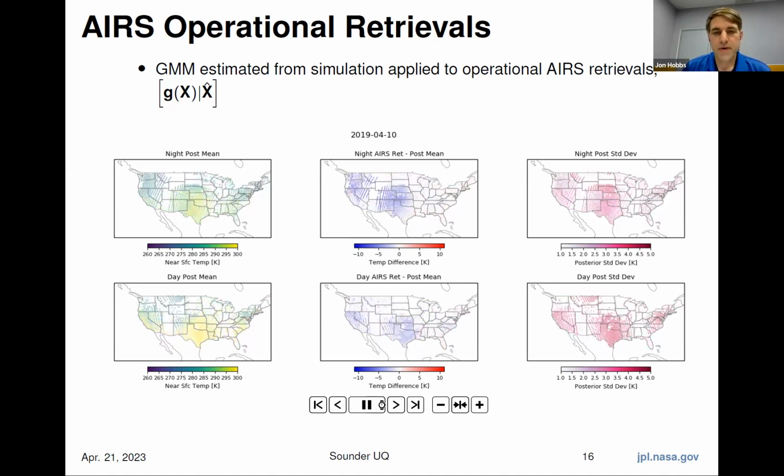In the center panels are the difference between that mean and the operational AIRS retrieval. So this is the impact of that effective bias correction, if you will, due to this procedure. And then the right is the standard deviation that arises from that distribution for near surface temperature. So that's some of the information that we can get for these individual AIRS retrievals using this simulation-based procedure.